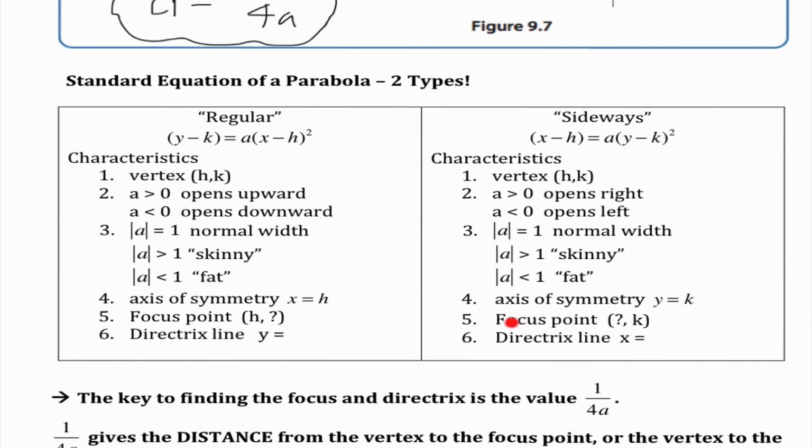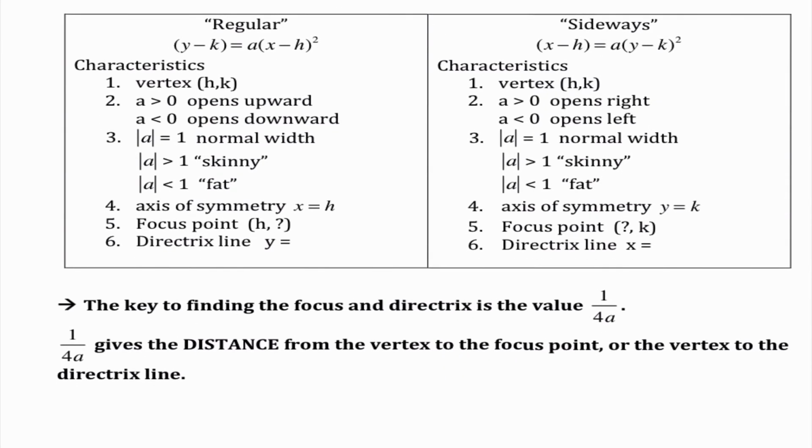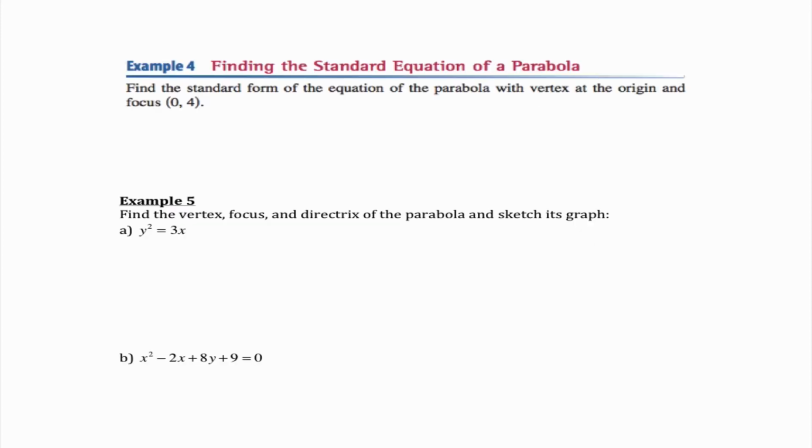This time, for the focus point, we are going to find the x value, and the y value stays k, and our directrix line is going to be x equals. I really want to stress these last two characteristics because historically students have struggled with that, and I just really want to make sure that we do well on this lesson. Okay? We need to memorize 1 over 4a. It gives us the distance from the vertex to the focus point or the vertex to the directrix line.